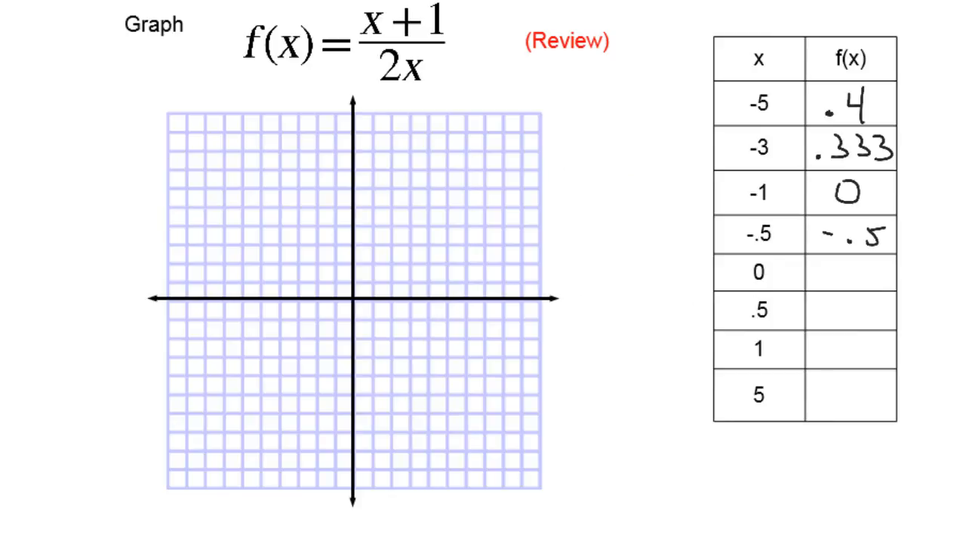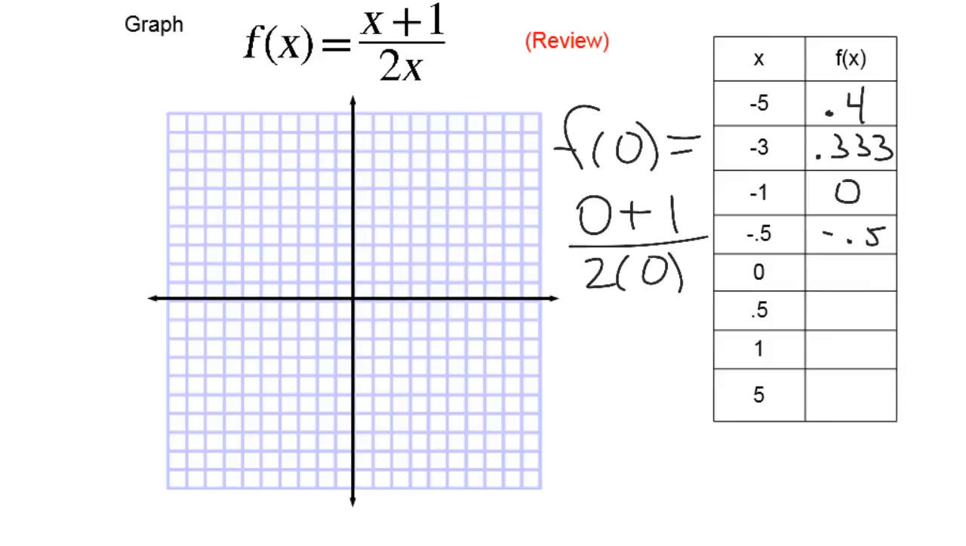I've chosen to do the additional values of x without you being there. I think you can do those on your own. I did want to go over f of 0 though. F of 0, quite simply, looks like this. 0 plus 1 over 2 times 0. 0 plus 1 is 1. 2 times 0 is 0. And what do we get when we divide by 0? We get jazz hands, which makes this undefined. Very simply.